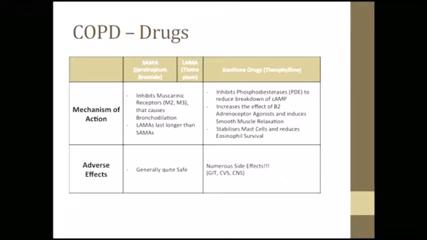COPD, these are the drugs. These are some of the important ones you need to take note of. Tiotropium is not too important for your level. Take note of ipratropium, that's important. And take note of xanthine drugs and how they stabilize mast cells. And also note how theophylline is really, really poisonous and it produces tons of side effects.